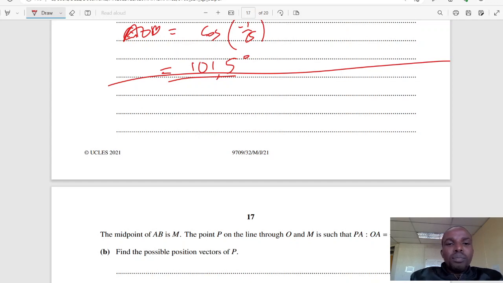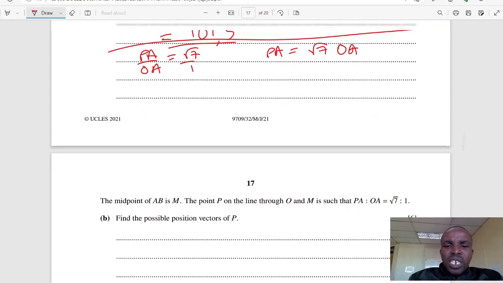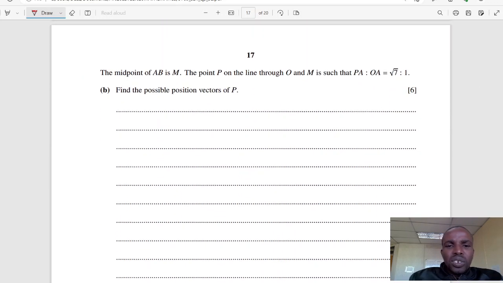Take this one. PA : OA is the same as PA over OA equals root 7 over 1, which means PA equals root 7 times OA. So this is the item that you have to work with, especially on vectors. Let me draw now, to simplify things.